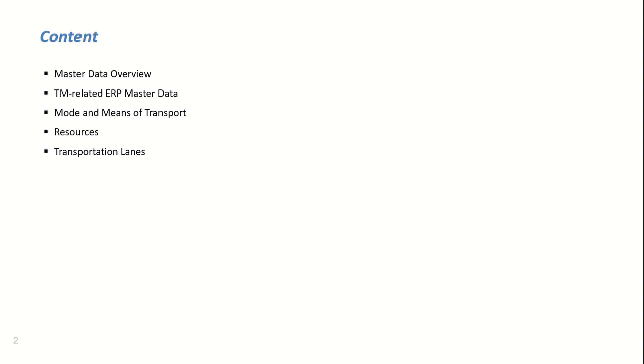And then transportation lanes. A lane has the details from one point to another point. These points can be locations or can be zones as well. We are going to see that. So this kind of data can be directly created in the TM system only.